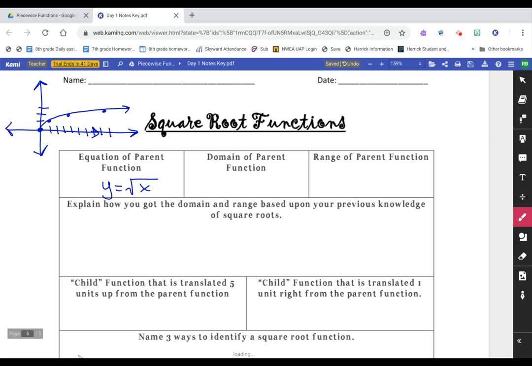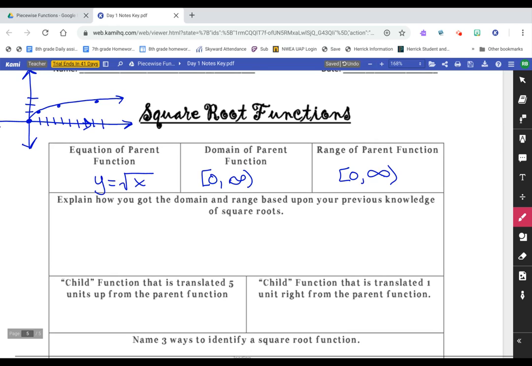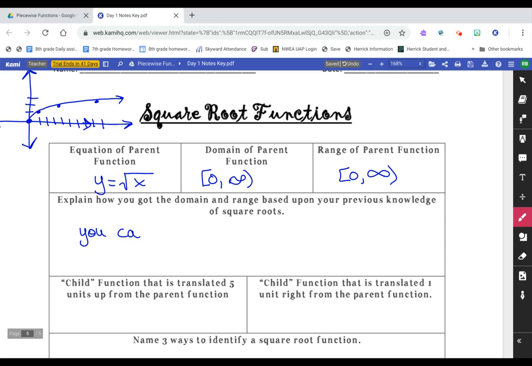The domain for this would be, yes, we include 0, and then we go to infinity. The range is the same. You include 0 and you go up infinitely. How can you explain how you got the domain and the range based upon your previous knowledge of square roots? Well, you know that you can only have positive numbers for x, and we'll write a positive radicand, which is the number underneath the square root sign. And then that's for your domain.